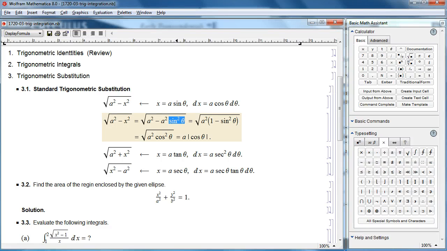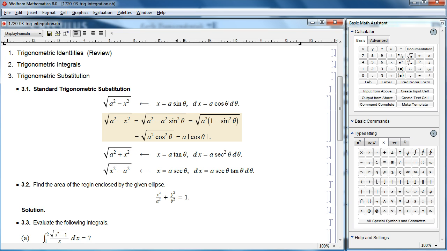And after factorization, we get 1 minus sine squared. What is 1 minus sine squared? That's cosine squared. Consequently, a squared and cosine squared can come outside the square root, and this is what you get, a cosine of theta, but inside, this square root has to be greater than or equal to 0, so we have this absolute value sign.